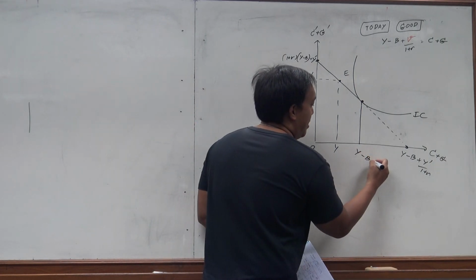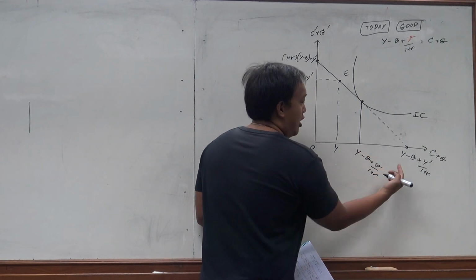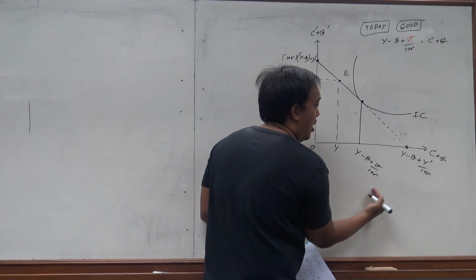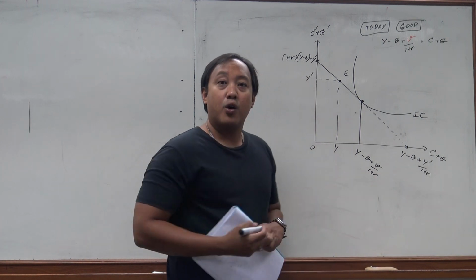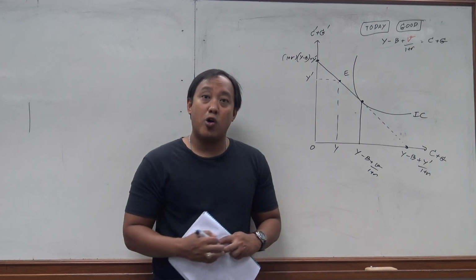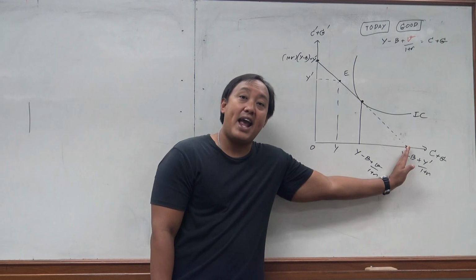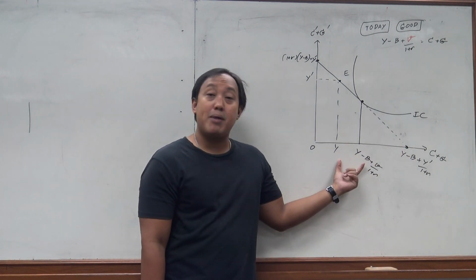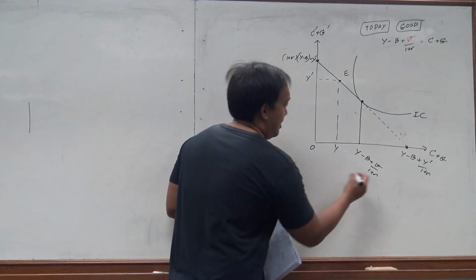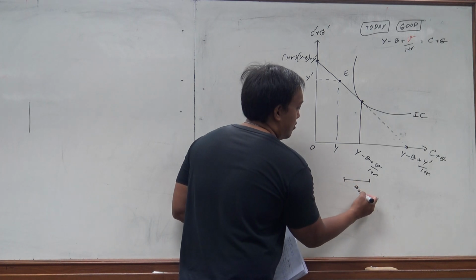The money you can borrow is Y minus B plus V over 1 plus R. You can borrow less than your tomorrow income. This is the maximum money you can borrow. You cannot borrow until this end. You cannot do that.